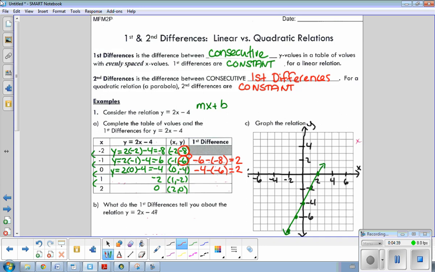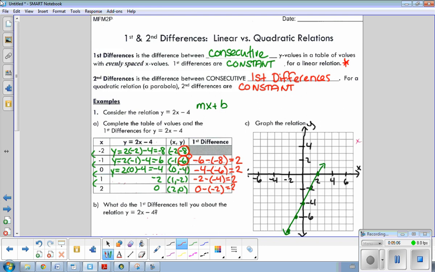So if we keep going, the next one will be -2 minus -4, which is also 2. And the last one is 0 minus -2, which is also 2. So obviously, we notice that our first differences are constant. That's exactly what we said would happen up here. If it's a linear relationship, the first differences are constant. Constant is another way of saying you get the same number.